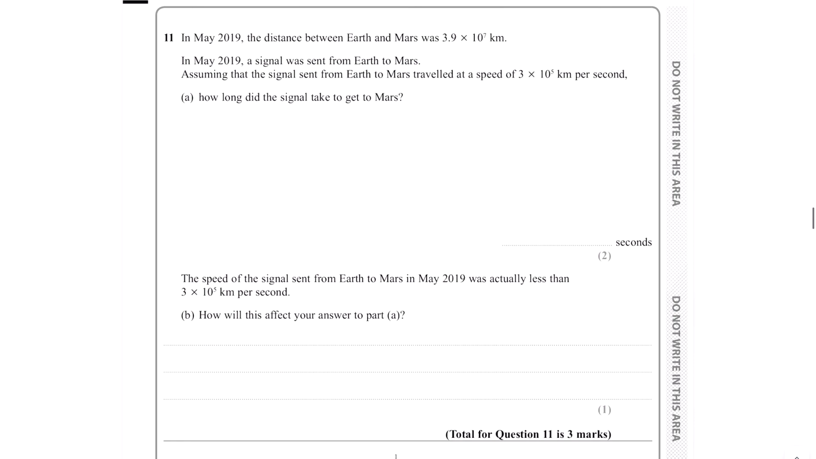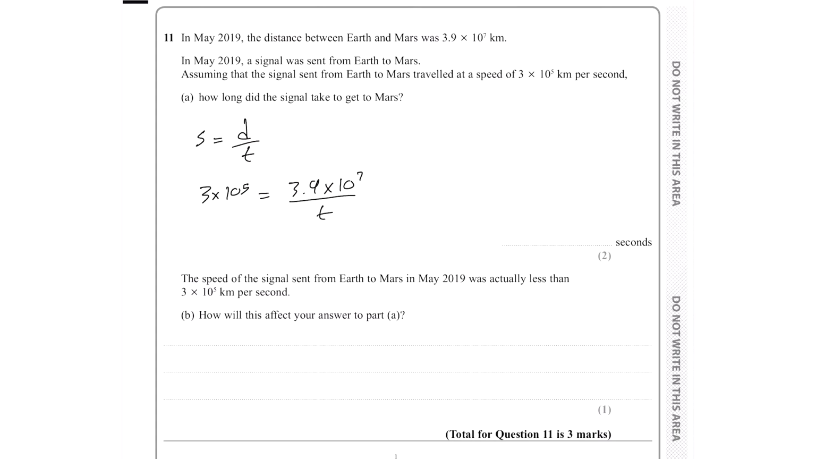In 2019, the distance between Earth and Mars was 3.9 times 10 to the power of 7. In May 2019, a signal was sent from Earth to Mars. Assuming the signal sent from Earth to Mars traveled at a speed of 3 times 10 to the power of 5 meters per second, how long did the signal take to get to Mars? So speed is distance over time. And with speed, we are told it's 3 times 10 to the power of 5. The distance is 3.9 times 10 to the power of 7.